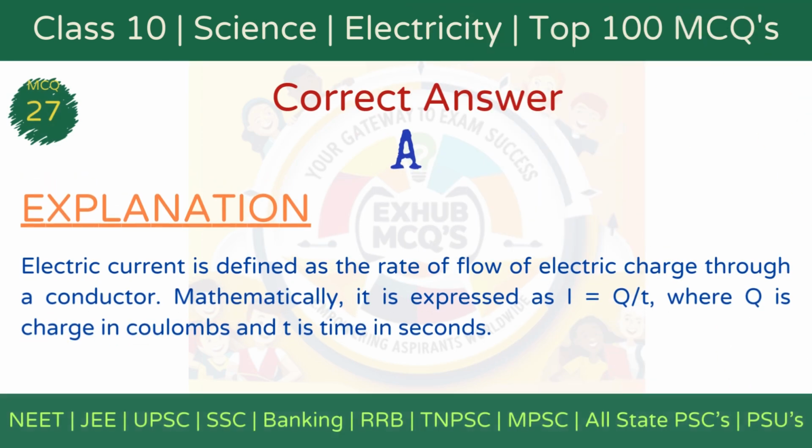The correct answer is option A, rate of charge flow. Explanation. Electric current is the rate at which charge flows through a conductor. Mathematically, it is expressed as I equals Q/T, where Q is charge in coulombs, and T is time in seconds.